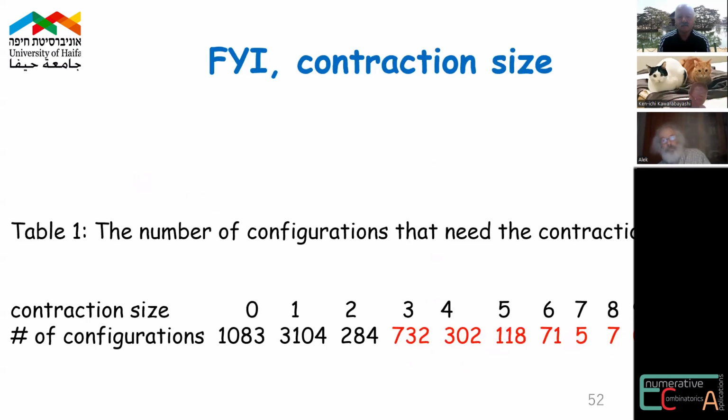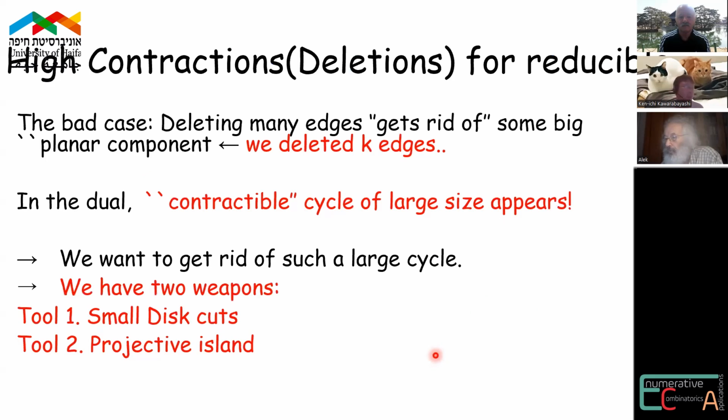Oh, by the way, this 5776 is the number that I mentioned for reducible configurations. And these are the number of edges to delete. So that's a big problem. To get rid of this problem, we can't completely get rid of it, but it turns out there are two weapons we get.